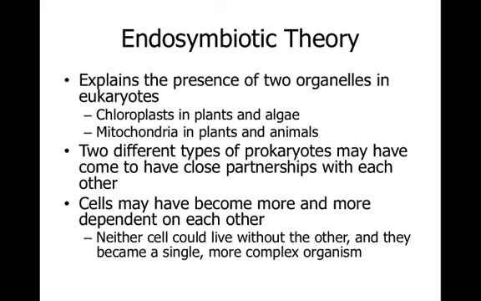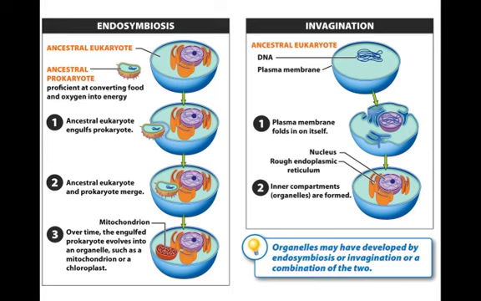And so we'll look at a picture of that. On the left-hand side here we have our endosymbiosis. You can see we have our ancestral eukaryote. It has our nucleus with the DNA in it, and we can see our rough endoplasmic reticulum. But it does not have a mitochondria.